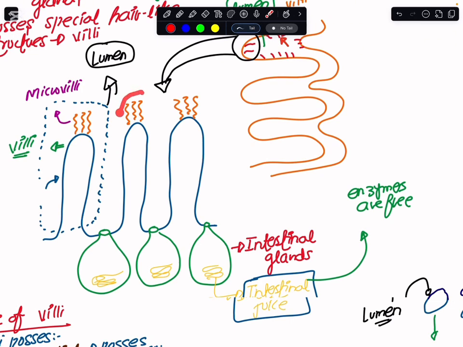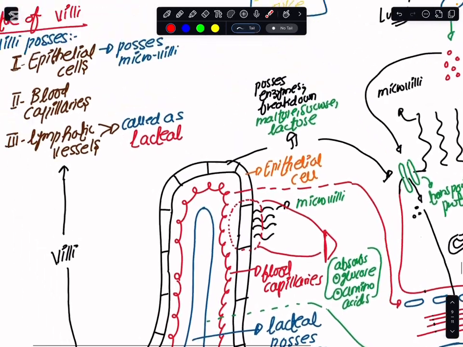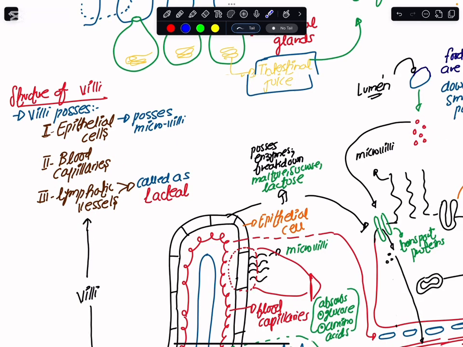Now, the important thing is, from the structure of the small intestine, we need to look at how these villi look. Here you see a diagram of the villi. But before I tell you about the diagram, the villi in the small intestine have cells in them, the epithelial cells. Then there are blood capillaries. We have the lymphatic vessels, whose other name is the lacteals, and in these lacteals we have a colorless fluid.